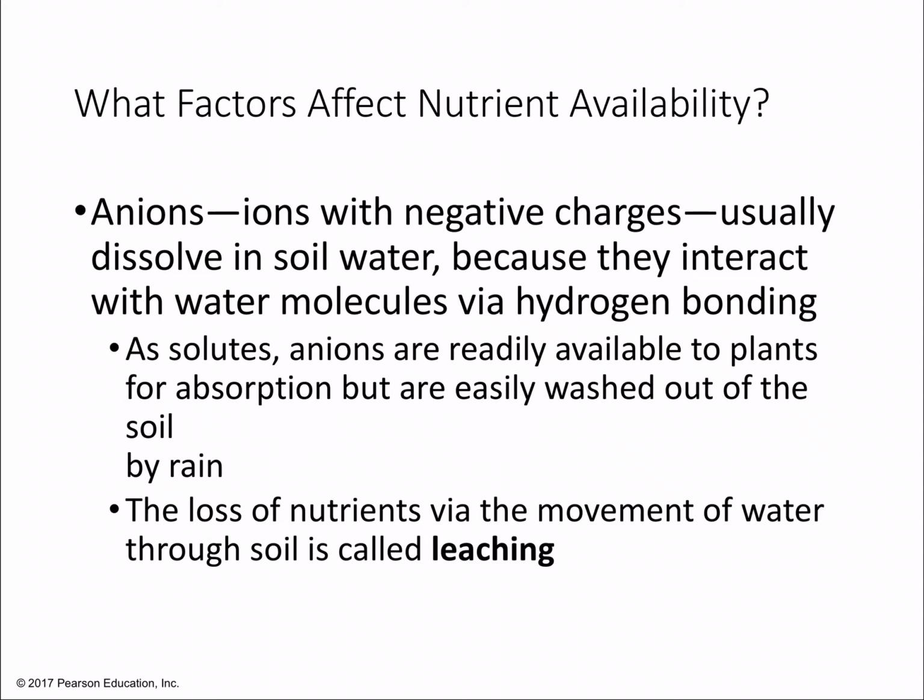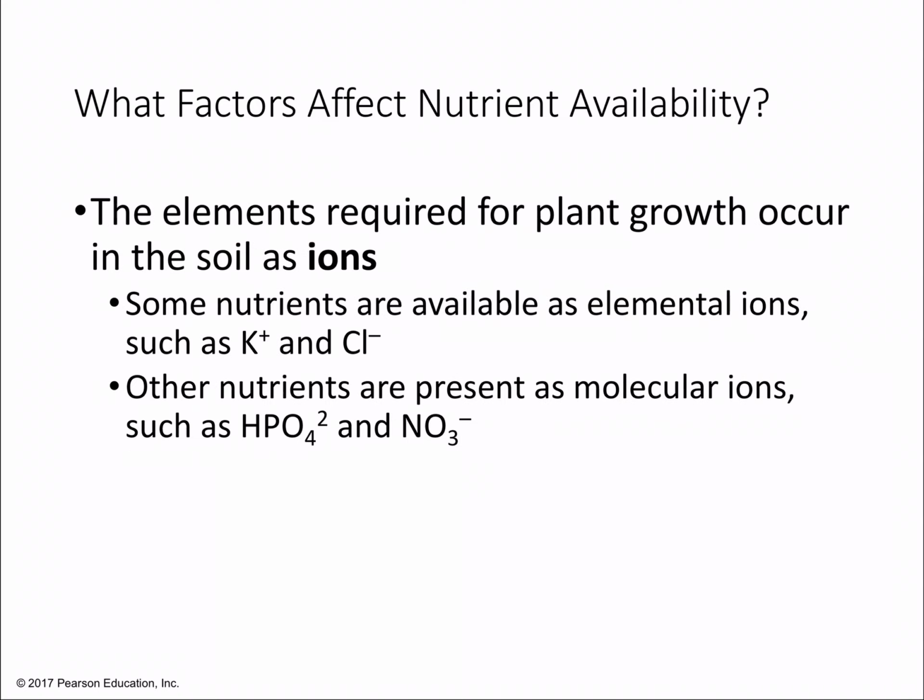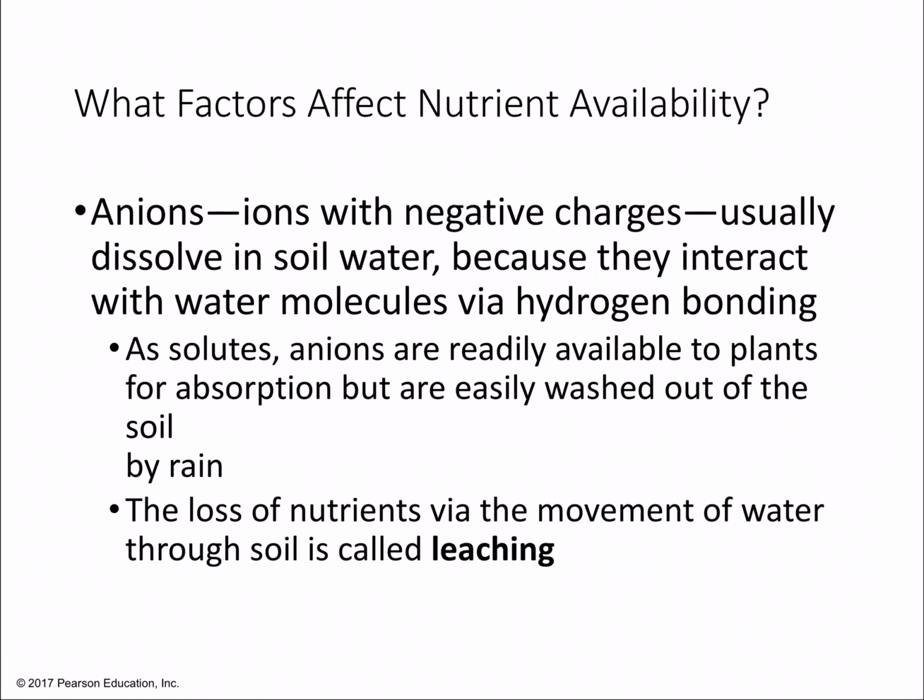An ion that has a negative charge is called an anion. Okay? An anion is any ion with a negative charge. So the chlorine ion here would be an anion because it has a negative charge on it. These usually dissolve in the water that's in the soil because they interact with water molecules via hydrogen bonding, having to do with the properties of water.